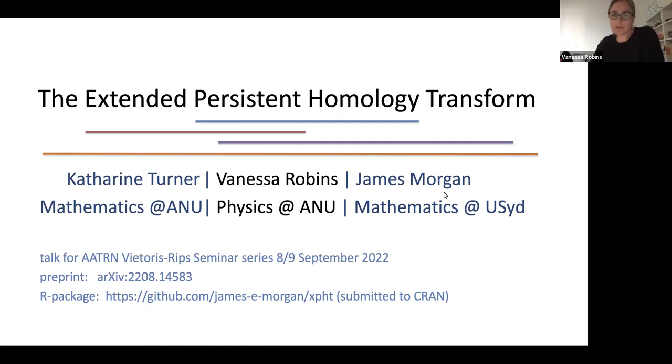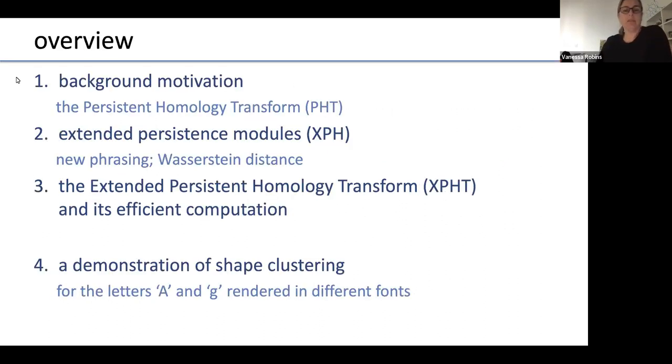Cool. So I'm just going to make sure that arrows work. There we go. I don't usually use an overview slide, but just to give you a little roadmap of where we're heading, we're going to start with a brief overview of what the persistent homology transform is, and then move on to describing what extended persistence is. And Kate and I have come up with a new way of presenting this material that puts it within the contemporary context of persistence modules. And this allows us to define a Wasserstein distance between extended persistent homology transforms in a particularly nice way.